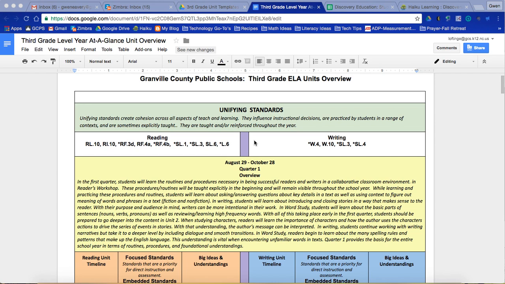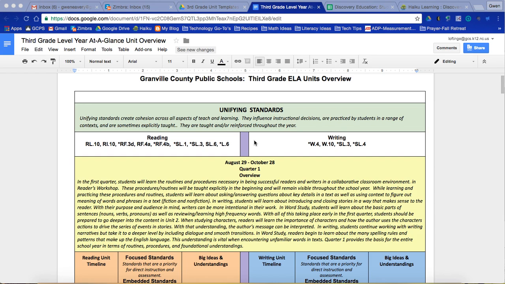To begin, at the top of the year at a glance for ELA, you'll have Unifying Standards. This is the new concept this year, and these are standards that are taught for the entire year, reinforced throughout the year. You may or may not explicitly teach it. For example, RL10 about reading grade level text. That's not something that you necessarily sit down and have a mini lesson on, but it's a standard that you need to have the students accomplishing throughout the school year and definitely by the end of the school year.